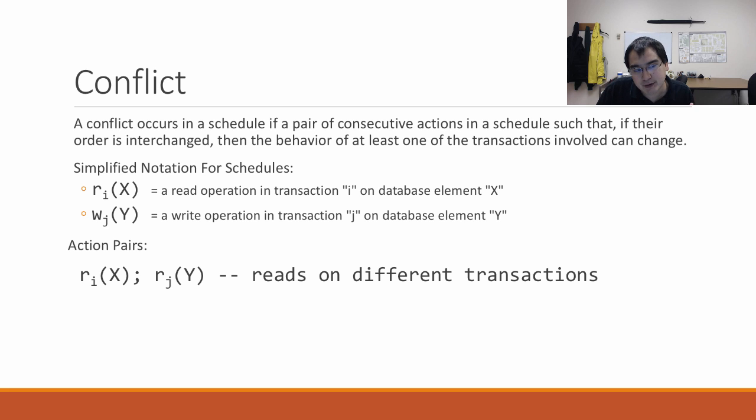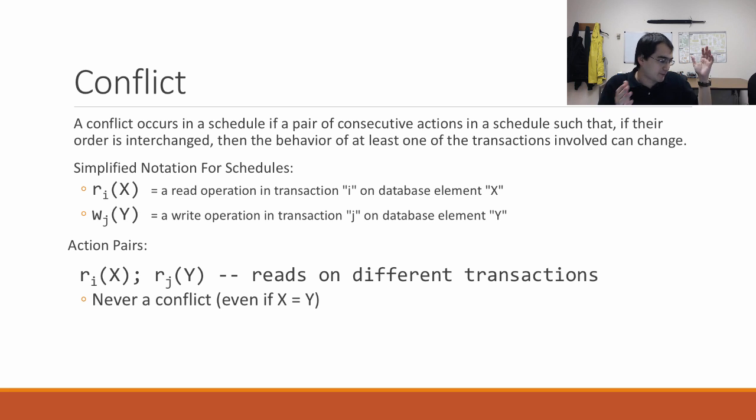These are two different reads occurring in different transactions on different elements. And one thing that's important to note is, if I'm reading from two different elements in two different transactions, do those ever conflict? Does it ever matter if I do this one first or that one first, if I'm doing two reads on different parts of the database? No! If I read from the table students and I read from the table elements, does it matter if I read from elements first or students first? No, it doesn't. In fact, it doesn't even matter if they're the same element.